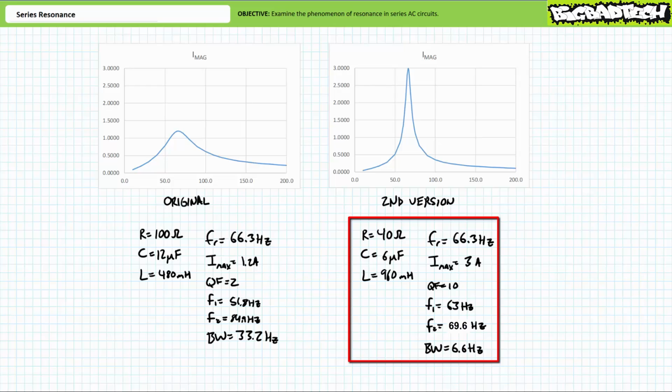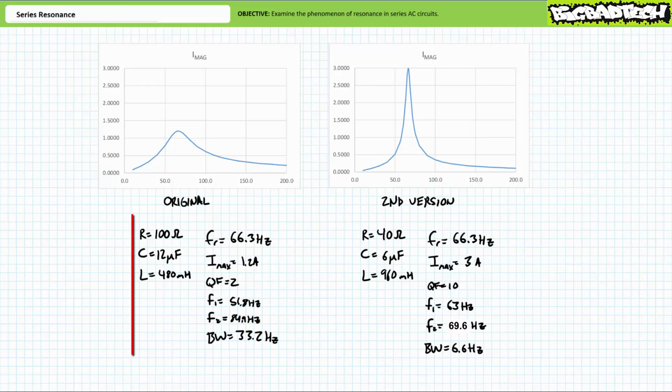Series resonant circuits with smaller resistors, larger inductors, and smaller capacitors have higher quality factor values, smaller bandwidths, and as a result are more selective. Conversely, series circuits with larger resistors, smaller inductors, and larger capacitors have lower quality factor values, larger bandwidths, and as a result are less selective.